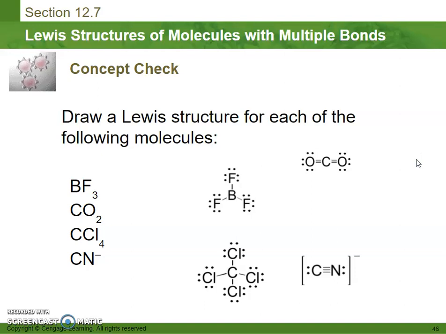So here we have Lewis structures for each of the following molecules. BF3 has 3 single bonds between the boron and the fluorine. CO2, the carbon has a double bond with each of the oxygen atoms. CCl4 has 4 single bonds, 1 single bond with each of the chlorine, and CN has a triple bond between the carbon and the nitrogen.